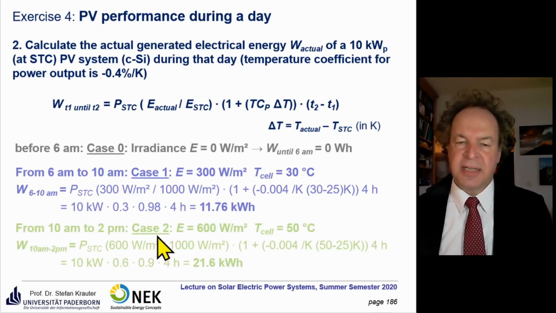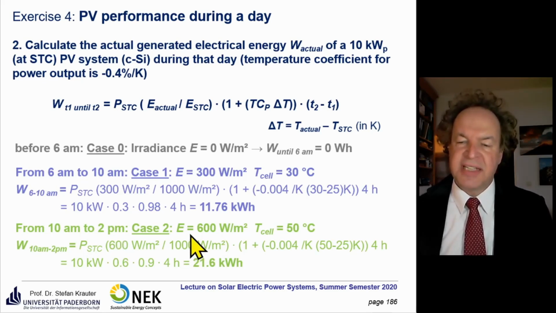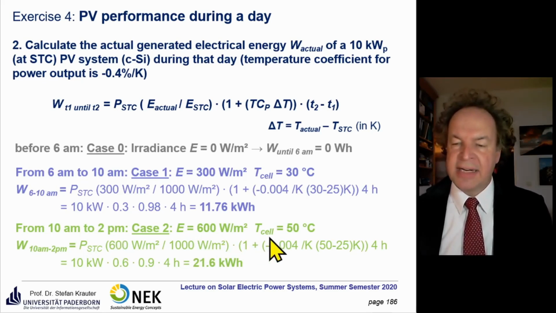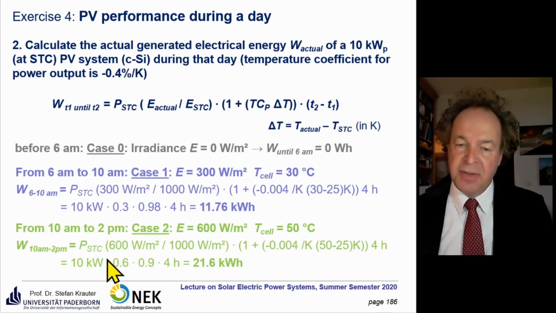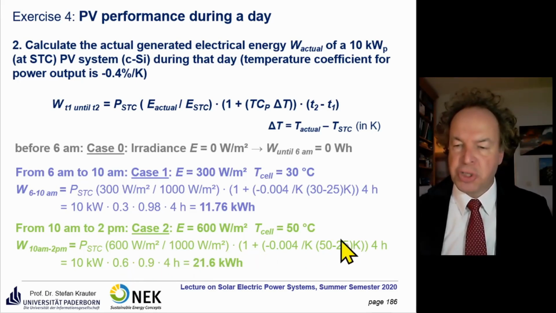We come to the second case. That's from 2 hours before midday to 2 hours after midday. There we have an irradiance of 600 watt per square meter and a cell temperature of 50 degrees Celsius. Same procedure. So we have power under standard test conditions, 10 kilowatt. Then the adjusted irradiance. So we have 600 watt per square meter divided by 1000 watt per square meter. That's 0.6.